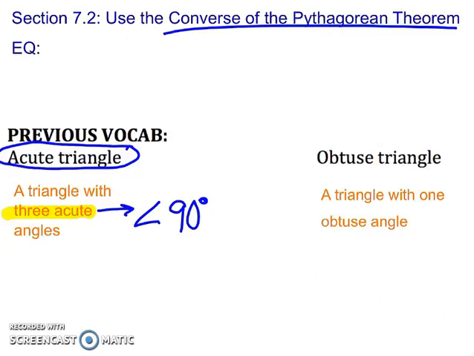The second vocab is an obtuse triangle. An obtuse triangle has 1 obtuse angle, and no triangle can have more than 1 obtuse angle.